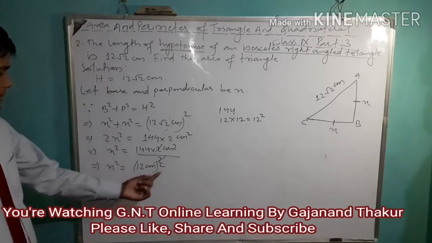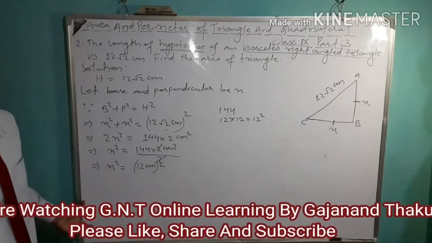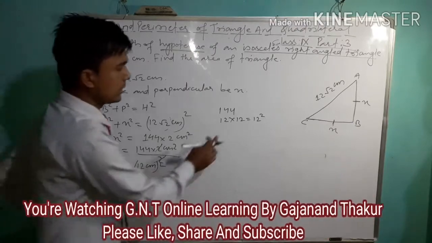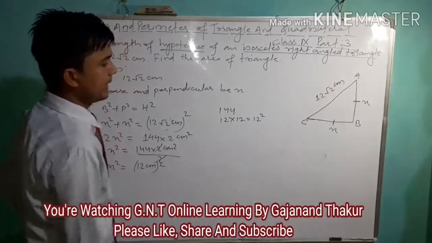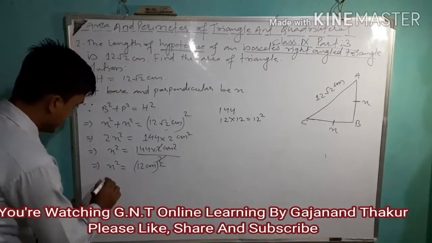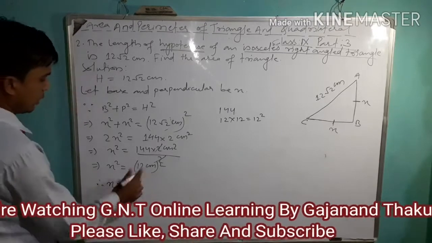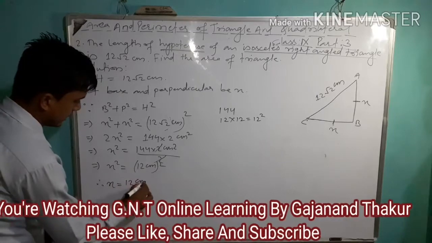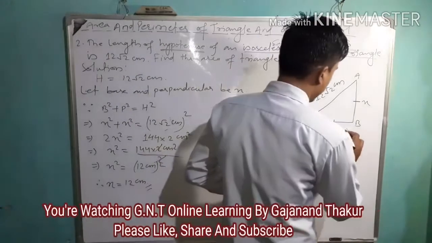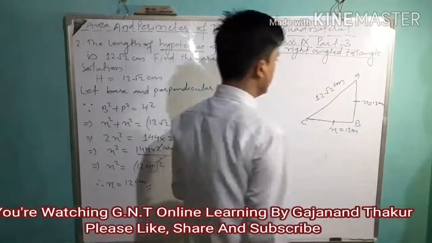Here we have a square and here we have a square, so this square and this square get cancelled. This part is from where we got 12 twelves are 144. So 12 into 12 can be written as 12 square. Therefore x equals 12 centimeter. So the x value, that is the perpendicular, we got as 12 centimeter, and here also 12 centimeter.